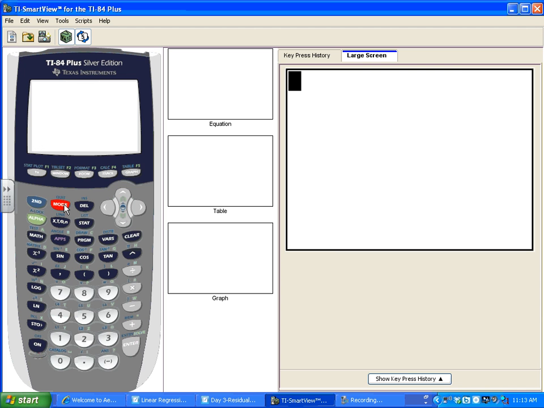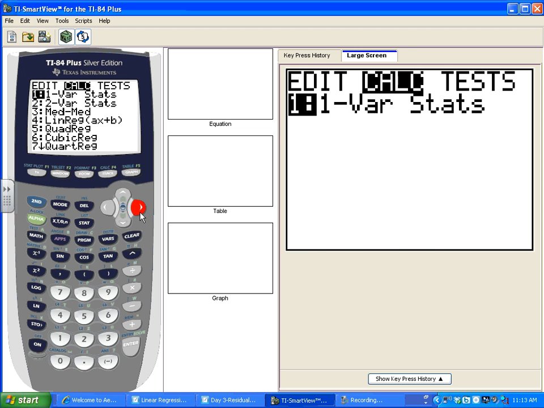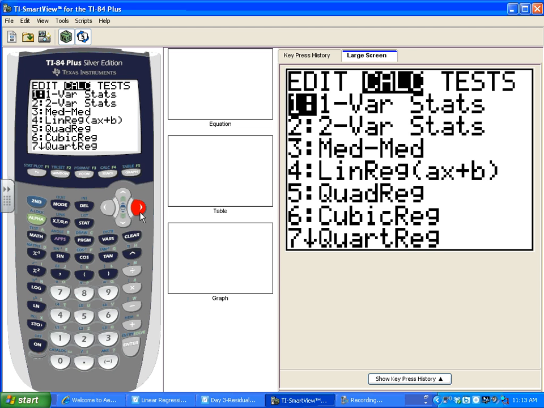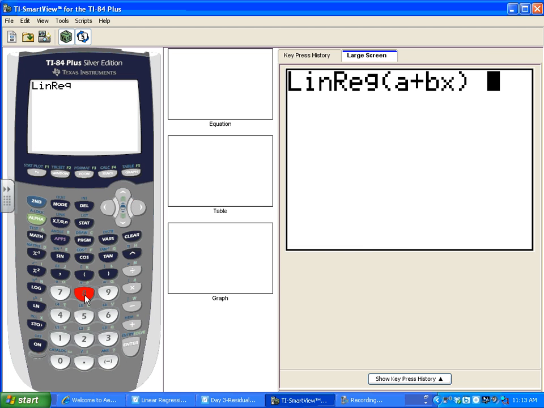Let's clear that. We're going to run our linear regression. Hope you guys remember linear regression. That is stat, calc, and it's going to go down to number 8. Remember, number 4 puts it in algebra 2 in ax plus b form. Stat's different. They put it in a plus bx. I believe it's number 8 here.